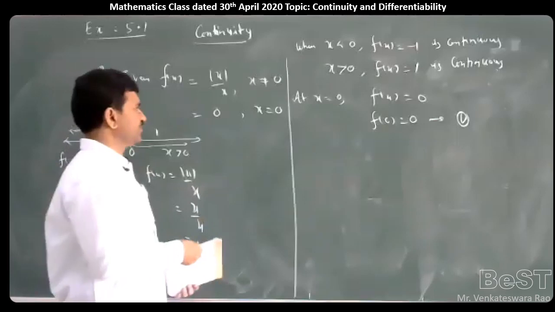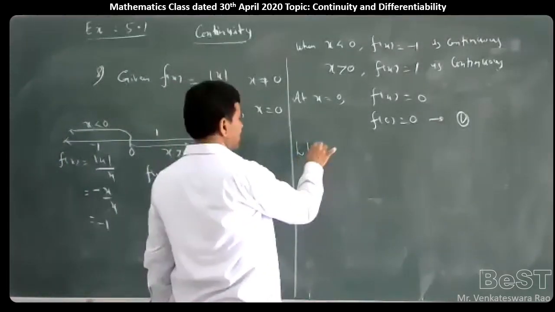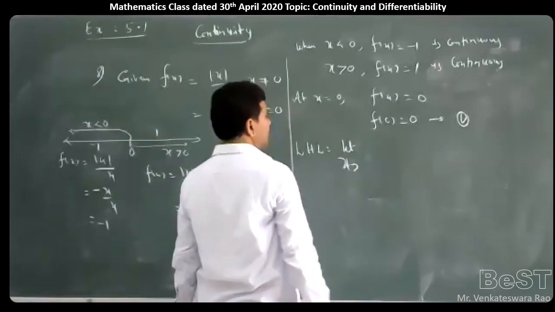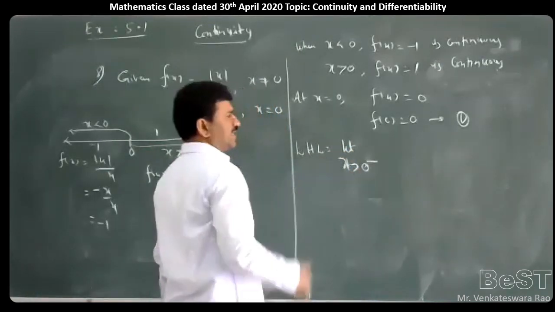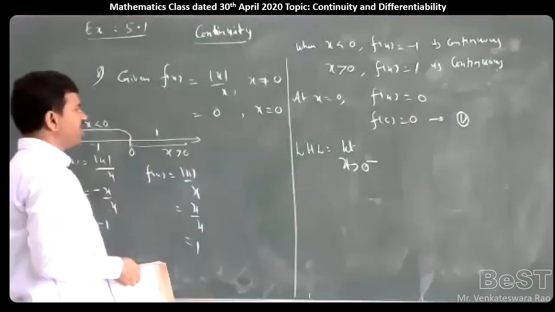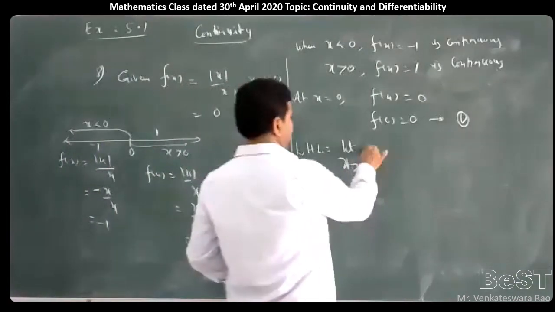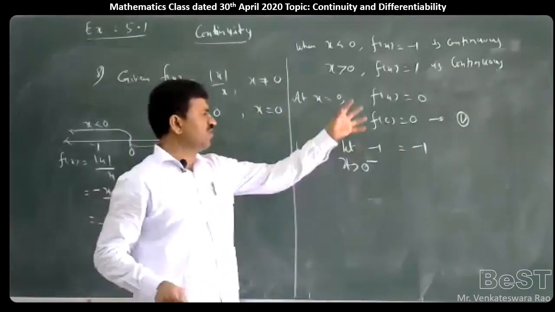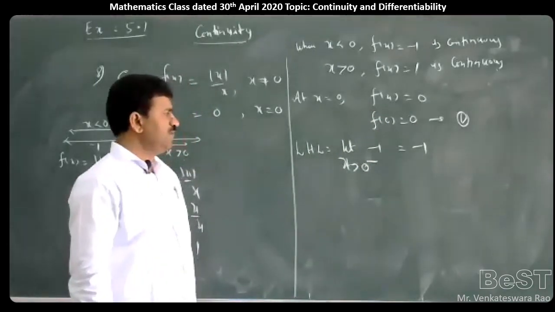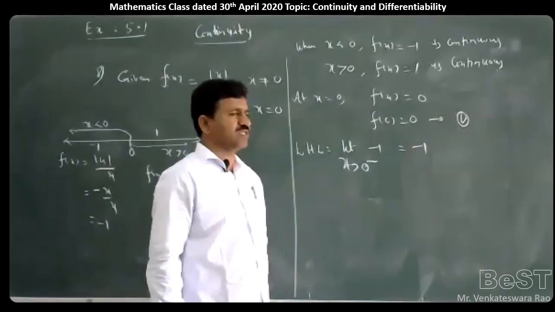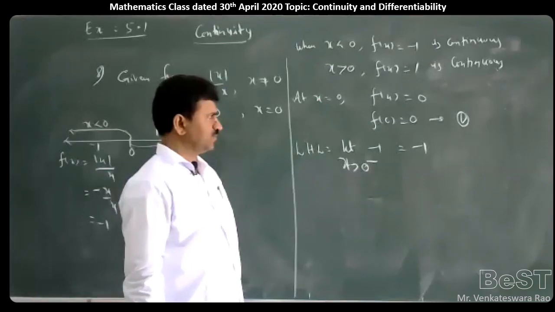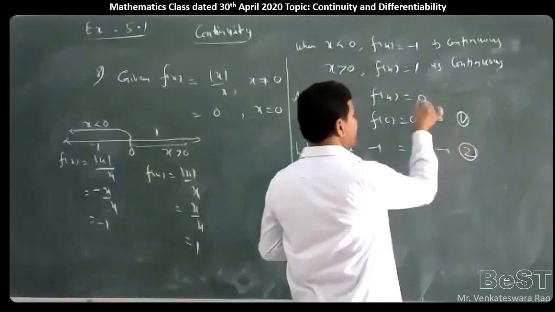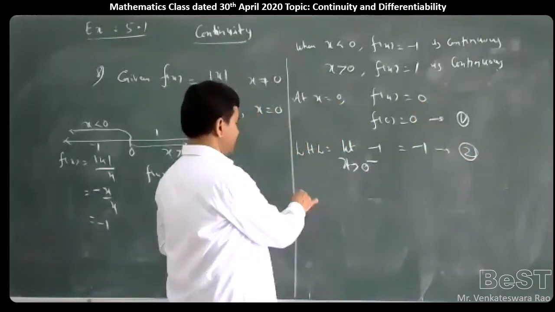Find the left limit. LHL is equal to the limit as x tends to 0 minus. Left of 0, what is the function we defined? Minus 1. So the answer is minus 1. The limit of a constant is always the constant. The limit of a constant, minus 1. So minus 1 it is. Let this be equation 2, left limit value. Find the right limit.